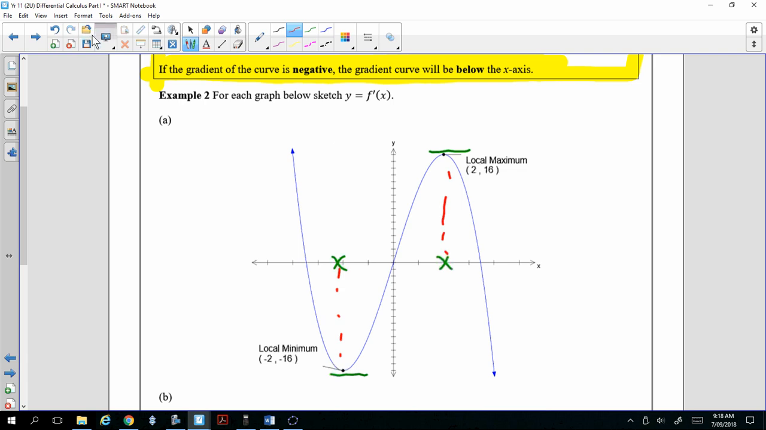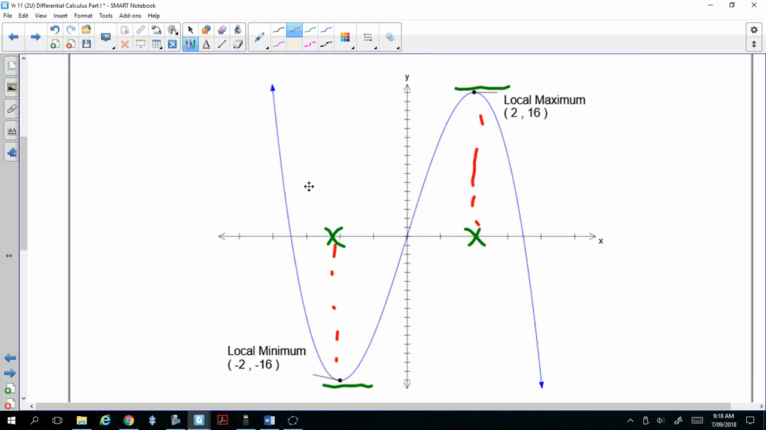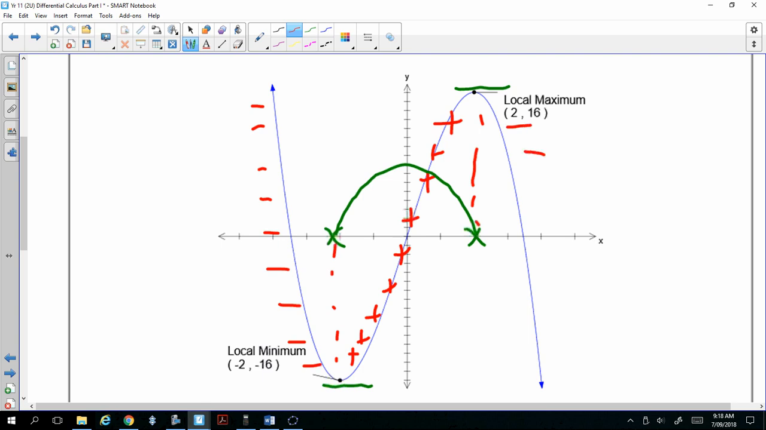And then in your textbook, you will see that when it is plus, it means the graph is going upward. What happens when the graph goes upward? It's going to be above, right? Yes? And what happens when it goes down? The graph will be below. See, I drew it? Does that make sense? So when the graph is decreasing, the gradient graph will be below the x-axis.